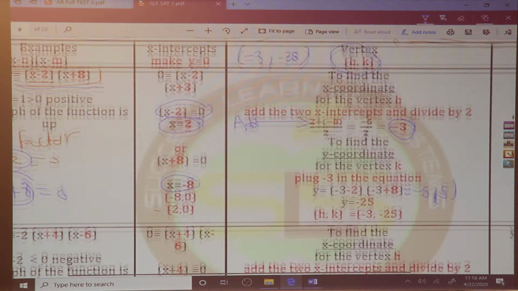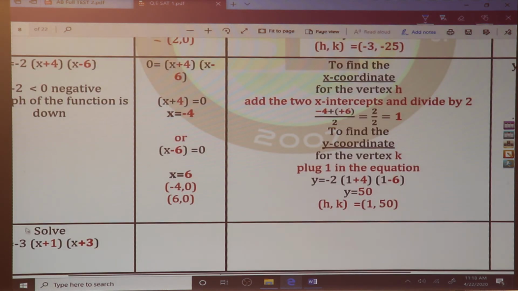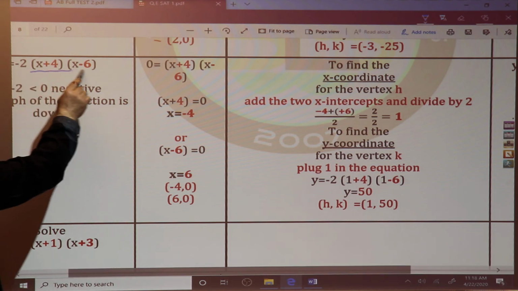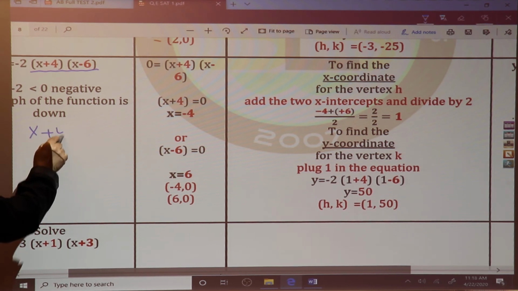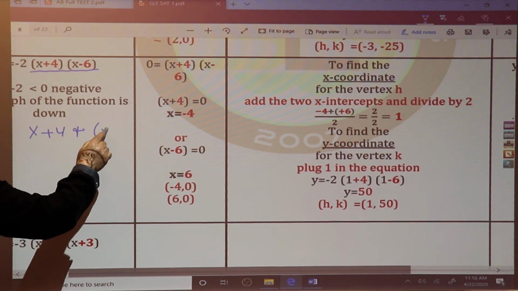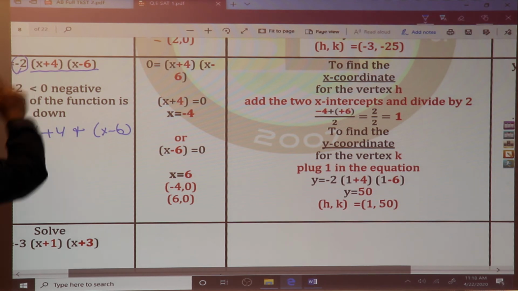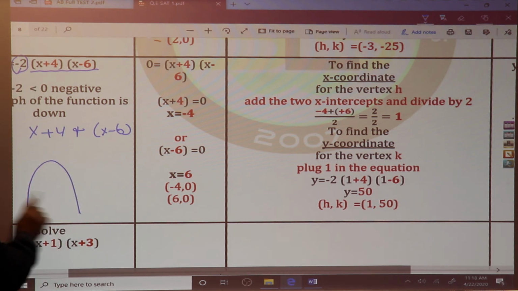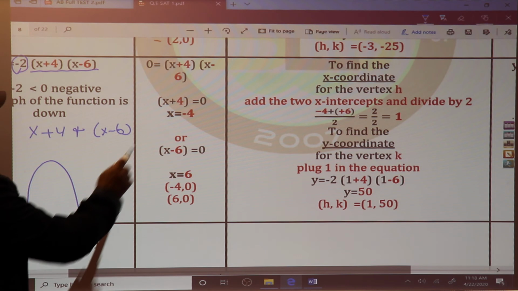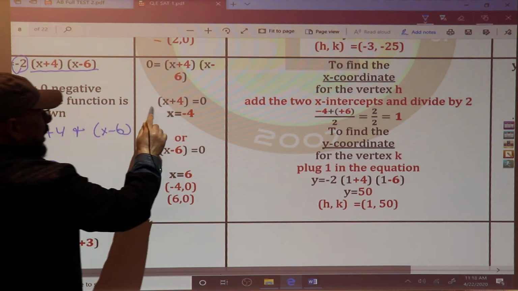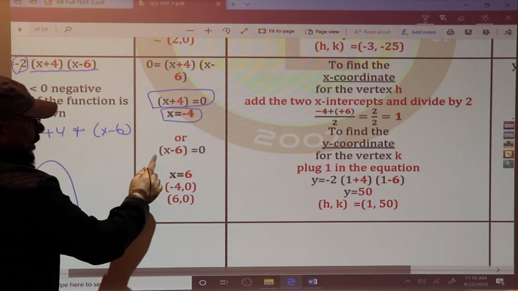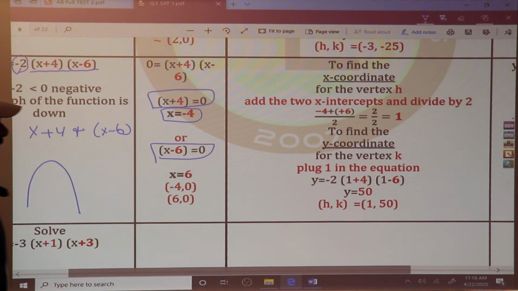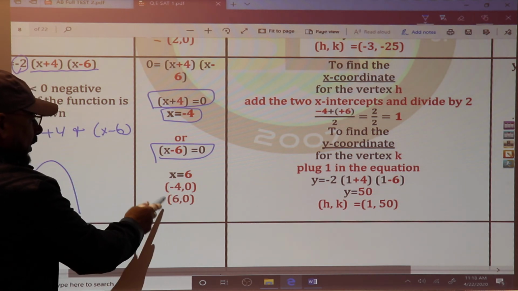Now, another example. This is another factor form, intercept form. My factors are x plus 4 and x minus 6. And this one opens down. For the two answers, you take x plus 4 and make it equal to 0, so x equals negative 4. x minus 6 equals 0, x equals 6. Good? Then the intercepts are negative 4, 0 and 6, 0.